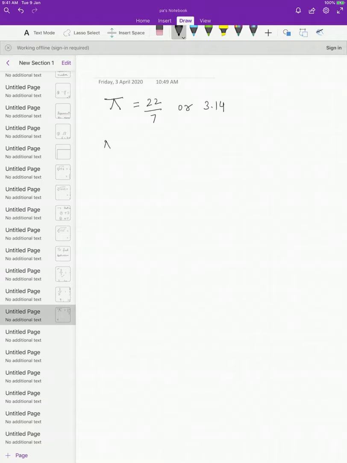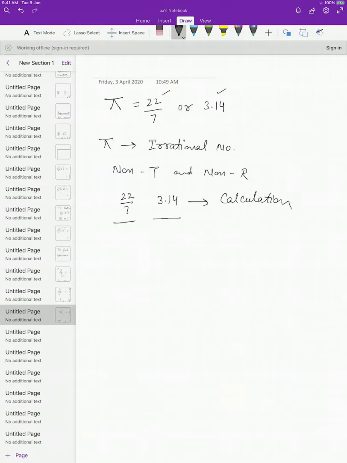But remember children, pi is not a rational number, it is an irrational number. Now why it is an irrational number? Because the actual value of pi is not 22 by 7 or 3.14. The actual value of pi is a non-terminating and non-repeating decimal. That is why it is an irrational number. Now 22 by 7 or 3.14 is only used for calculation purposes. It is only an approximate value of pi and not the actual value of pi.